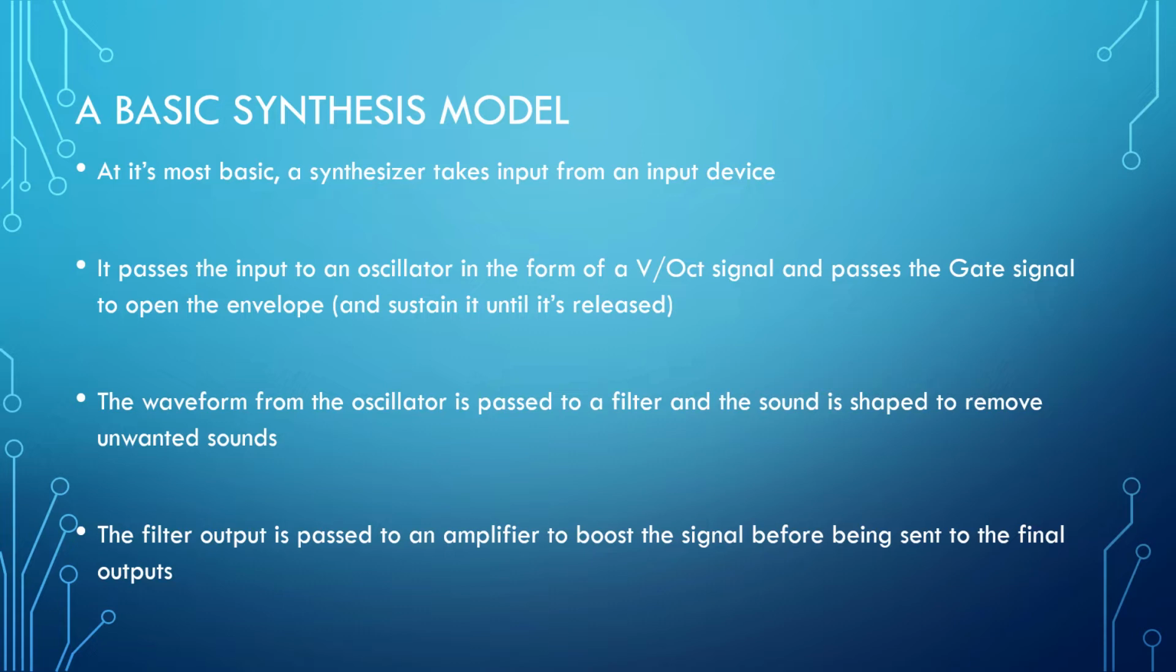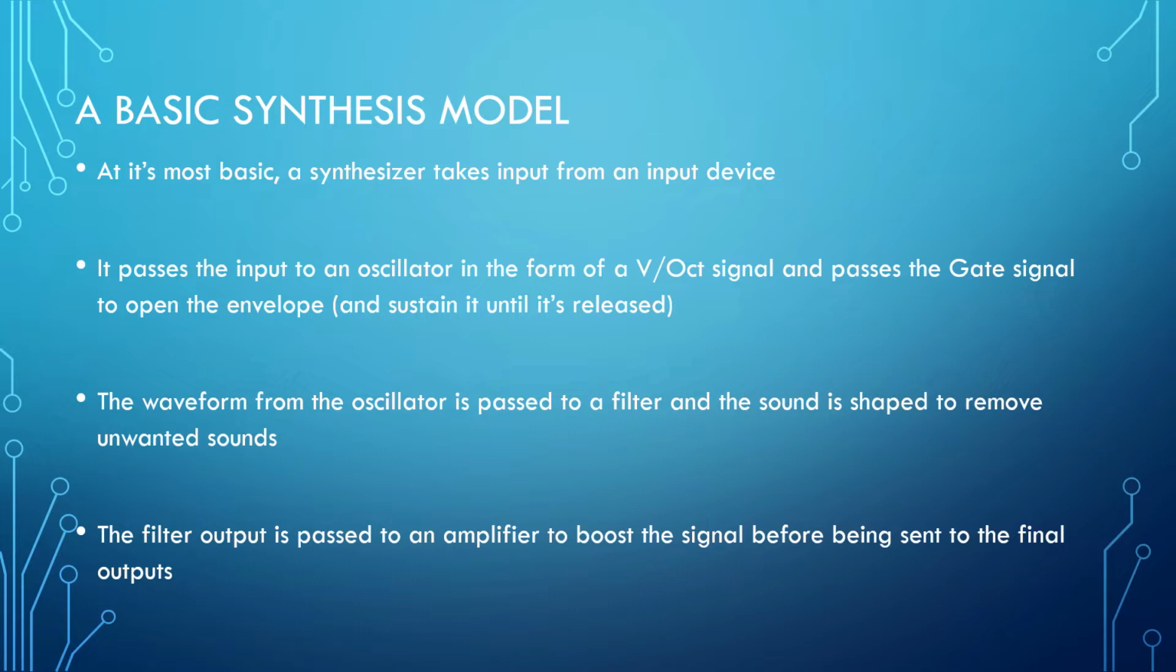But it takes this input to an oscillator in the form of a volts per octave signal and sends a gate signal that tells the synthesizer to open the envelope and sustain as long as a key is being held, and then when you release the key, it goes to a low state, telling it to close the envelope.